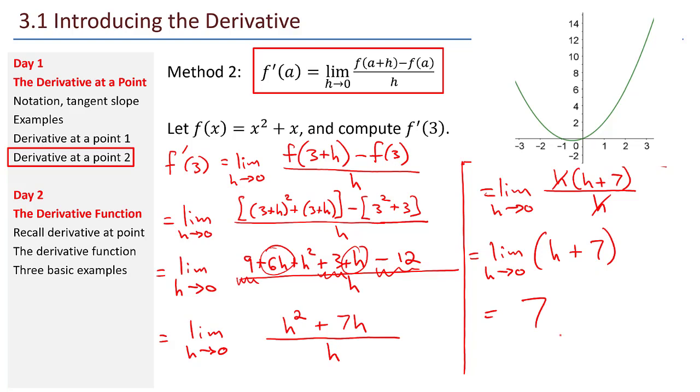So there you have it. We have seen two different formulas that help us compute the slope of a tangent line to a curve, that is, the derivative at a point. And this is a good place to stop.